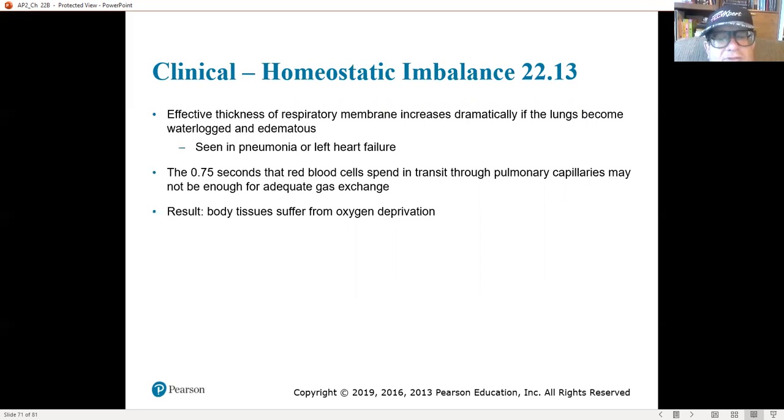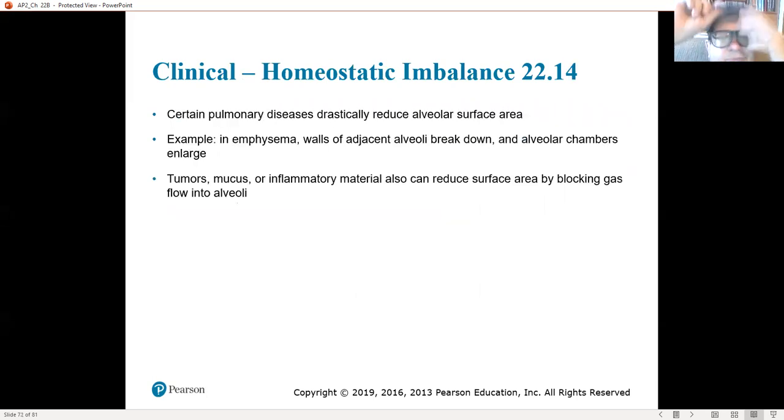The 3/4 of a second the red blood cells spend passing through the pulmonary capillaries may not be enough for gas exchange if you have thickened alveolar walls, thickened membranes. The result is that the body will then suffer from lack of oxygen. Pulmonary diseases can reduce alveolar surface area.